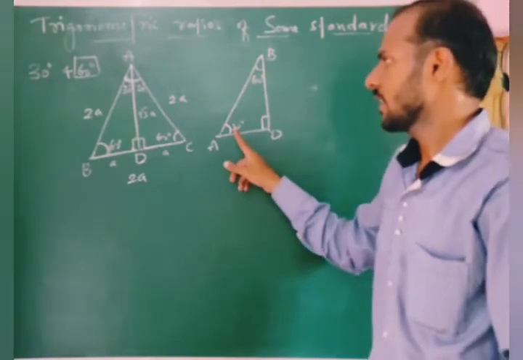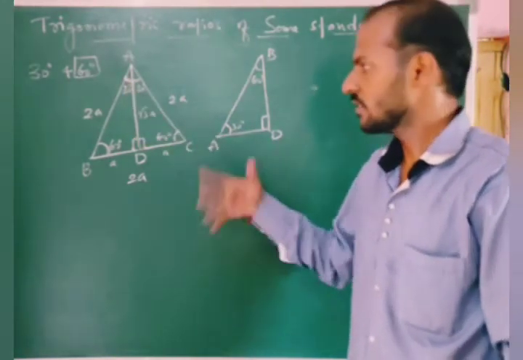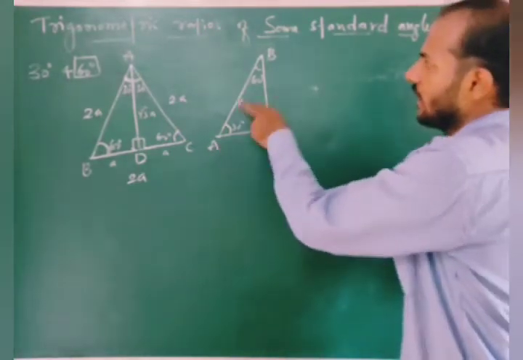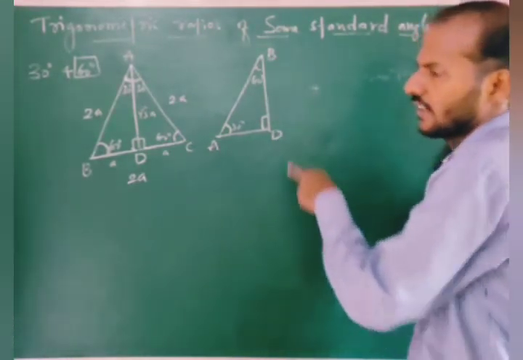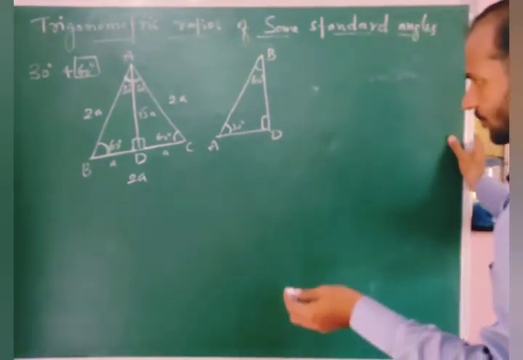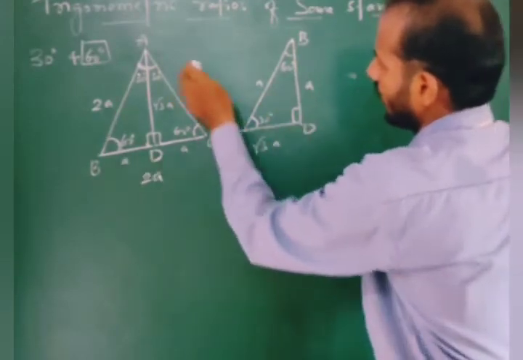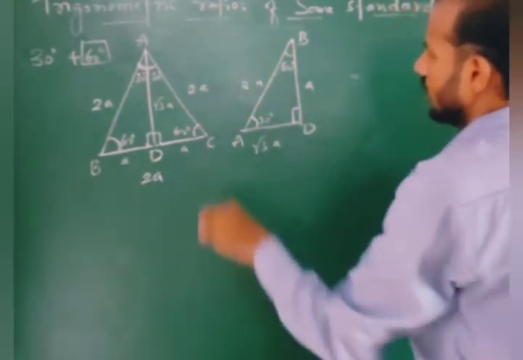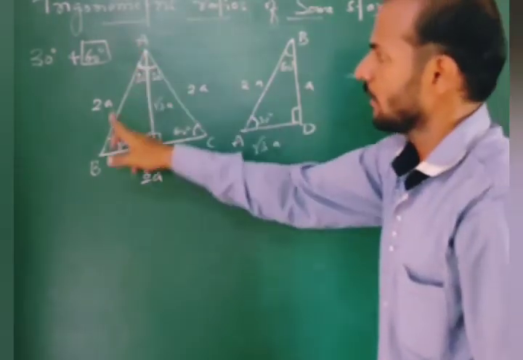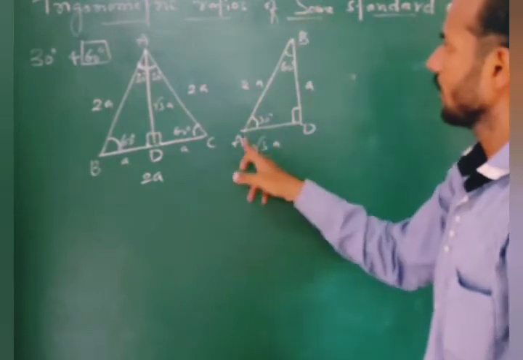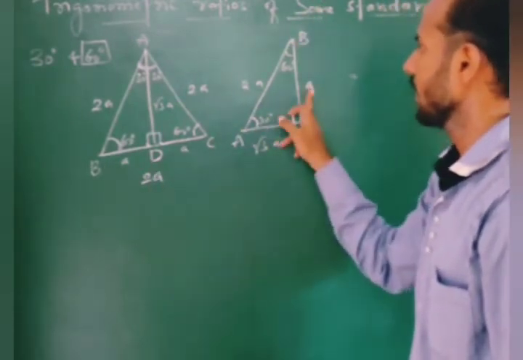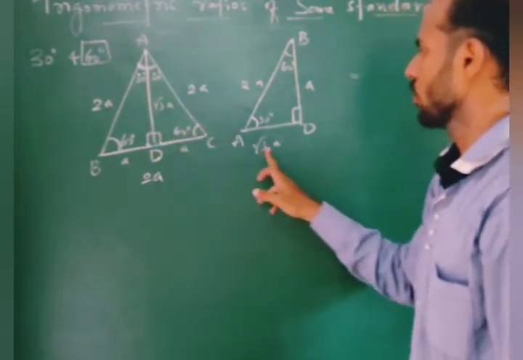We have to find angle 30 degree. Next, we find angle 60 degree, right? Now angle A is 30, angle B is 60, and angle D is 90 degree. Again, all three angles sum to 180 degree. Now first find AB, right? AB is just 2A. Got it? Now it is clear. AB is 2A, BD is A, and AD is root 3A.